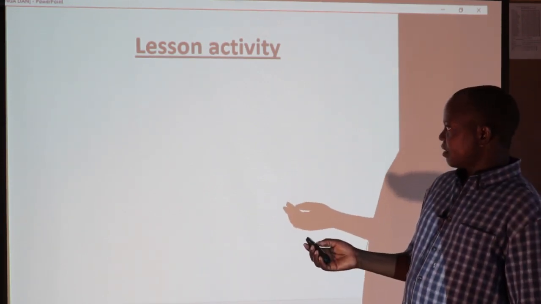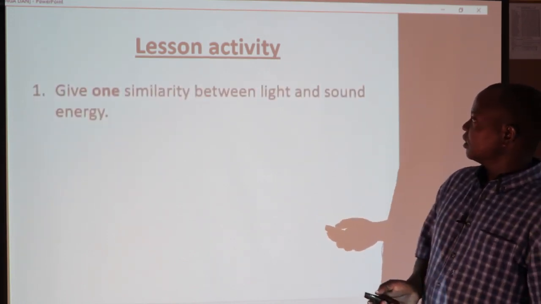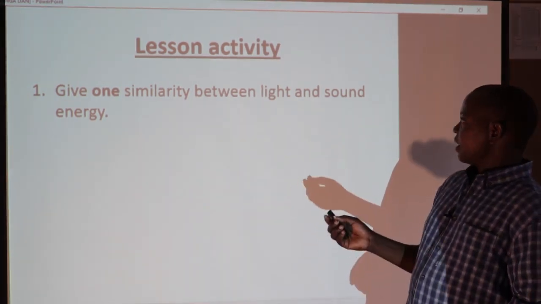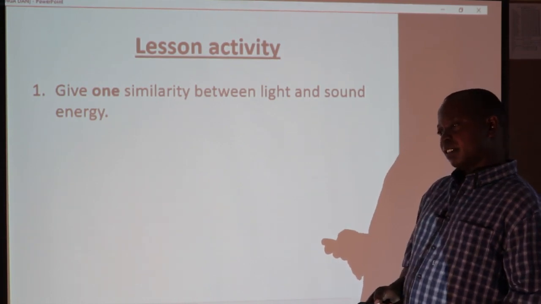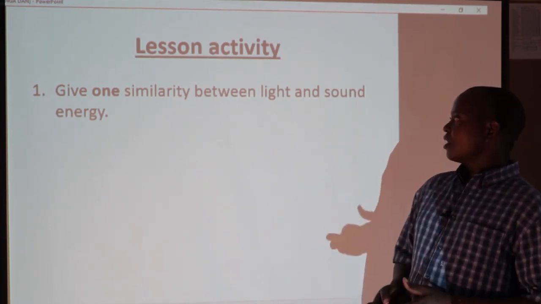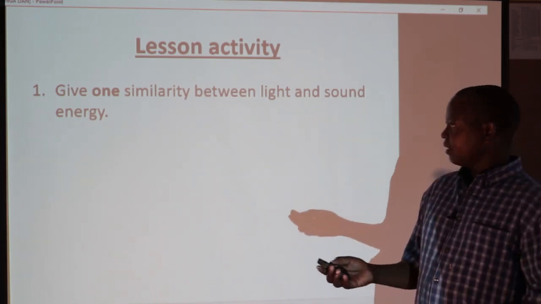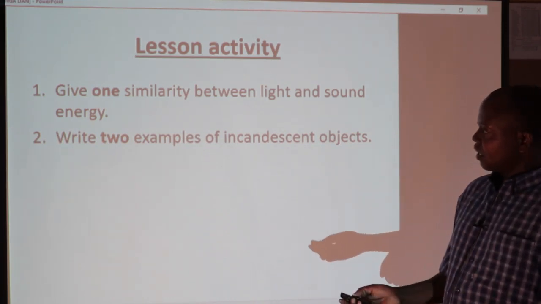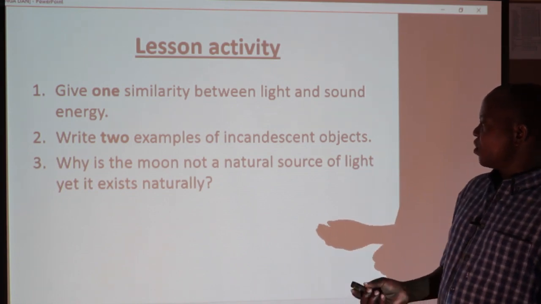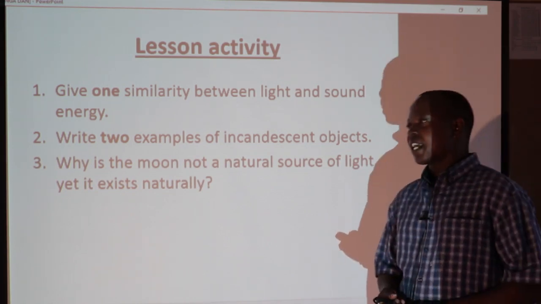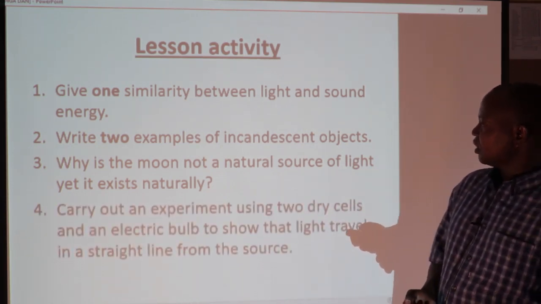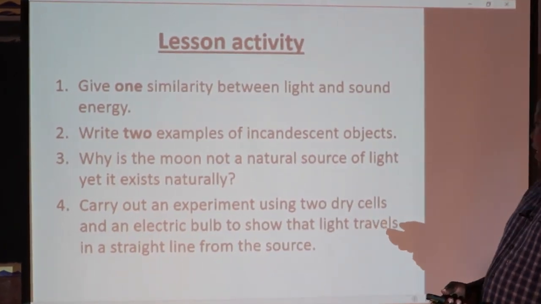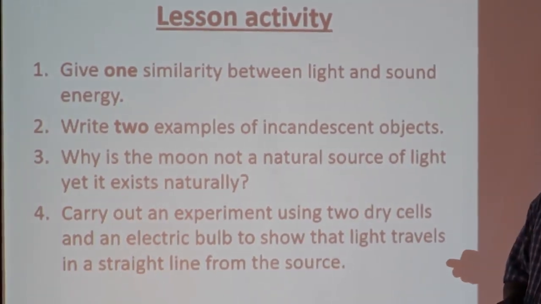Now this activity is very simple. I want a child who, within those very notes, is going to give me the similarity between light and sound energy. If you are very keen when I was explaining, I want to see one similarity between light and sound energy. Question 2, write 2 examples of incandescent objects. Question 3, why is the moon not a natural source of light, yet it exists naturally? And the last question, carry out an experiment using 2 dry cells and an electric bulb to show that light travels in a straight line from the source.